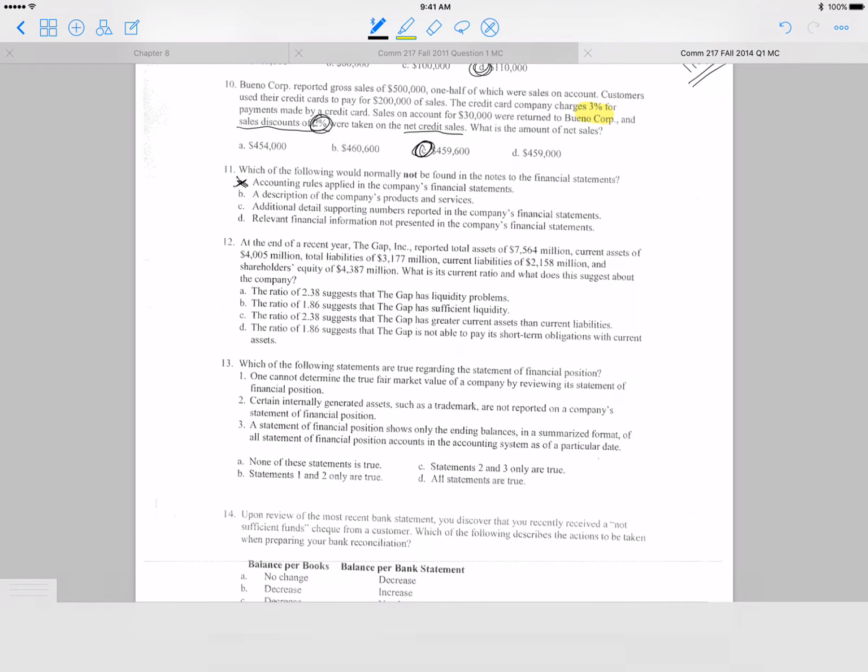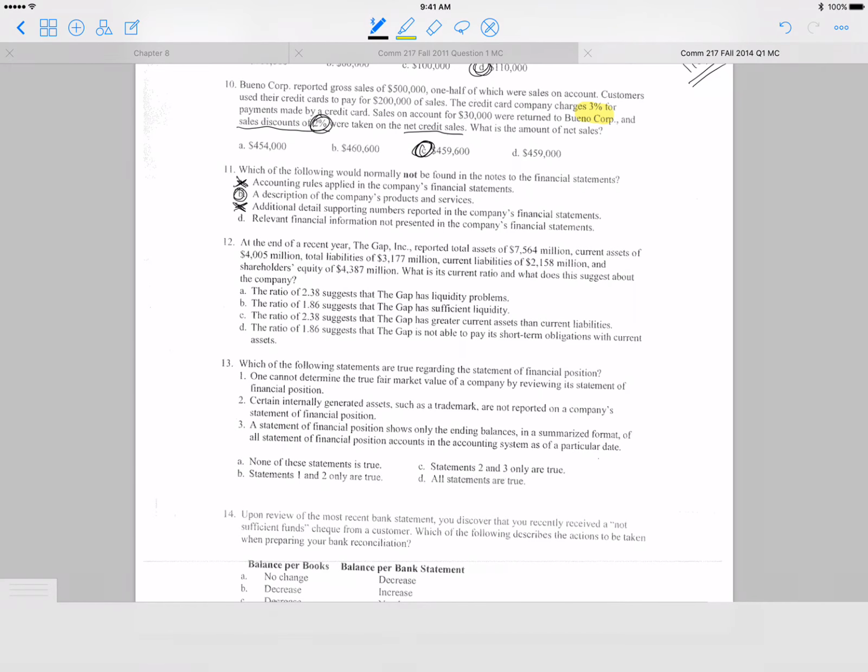B, a description of the company's products and services. Well, there's nothing in the financial statements that explains what the company's products and services are. So that would not be found in the notes. C says additional details supporting numbers reported in the company's financial statements. Well, this is correct because it's supporting the quantitative data found in the financial statements. So that's not the answer either.